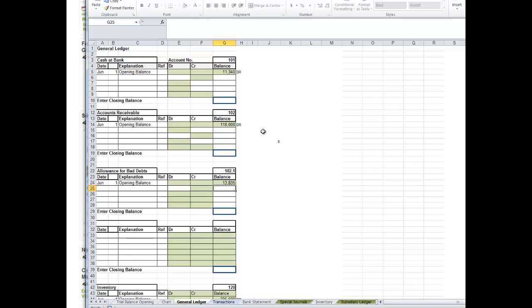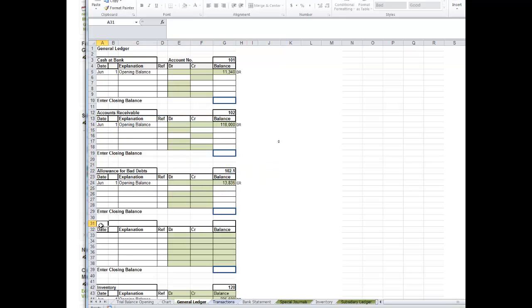However, just because we're owed doesn't necessarily mean we're going to be paid, and we might know from experience that we're not paid everything. So we set aside an allowance for bad debts, which is a contra account to accounts receivable, which means the normal balance of an asset is a debit, but this is a credit because it's a contra account to accounts receivable.